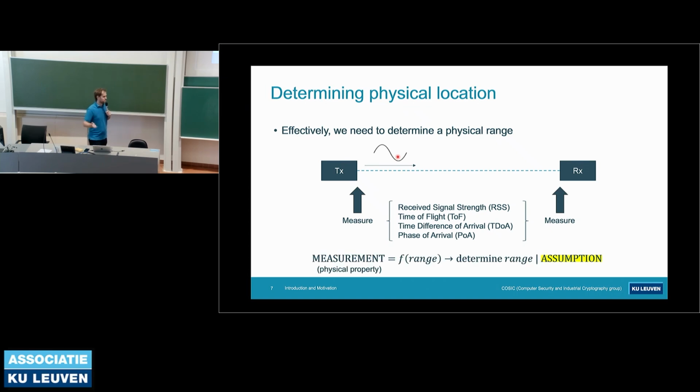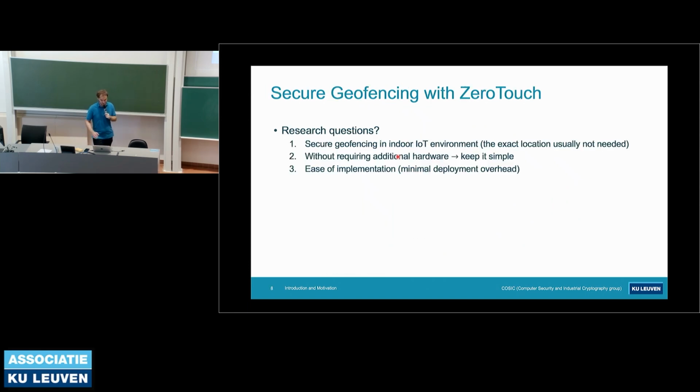And based on this measurement, which is a function of range in some sense, we will determine a range under certain assumptions. Here I highlighted the assumptions mostly because in security, when we make assumptions, we make mistakes. So that's why this can be tricky to do securely. So how do we do secure geofencing?